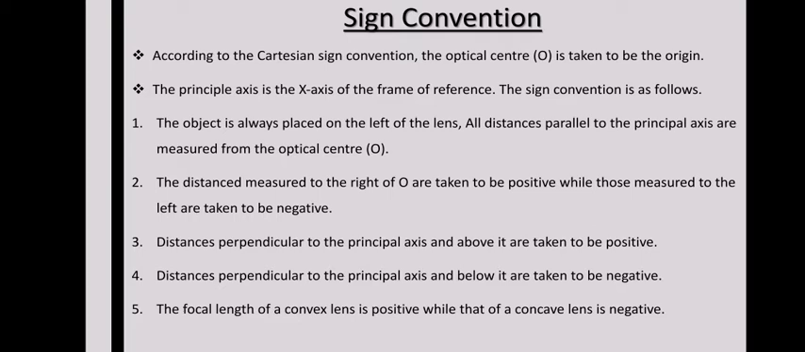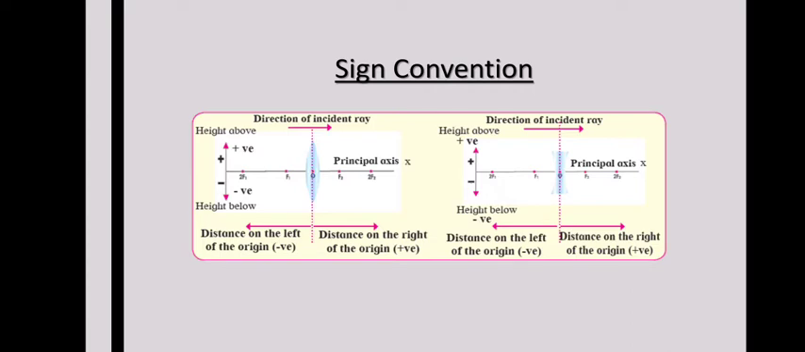All distances parallel to the principal axis are measured from the optical center. Correct? The distances measured to the right of O are taken to be positive, while those measured to the left are taken to be negative. Means if something is here, you will take it in positive, and if something is here, you will take it in negative. Followed?